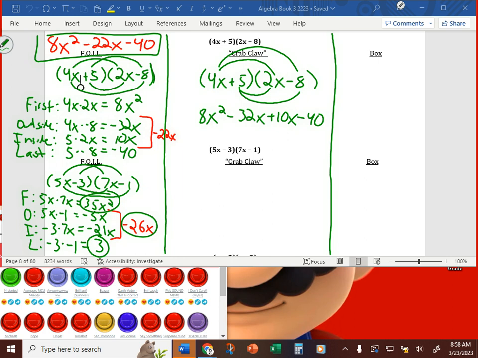Anyone see why this is called the crab claw method? Yes. Right? You've got that crab claw there. Crescent moon. I like crab claw better. It's more vicious. Okay? We still see we've got these like terms that we can combine, that negative 32x and that 10x there. So we have the same answer, 8x squared minus 22x minus 40. Right? We just drew our lines a little bit different way.